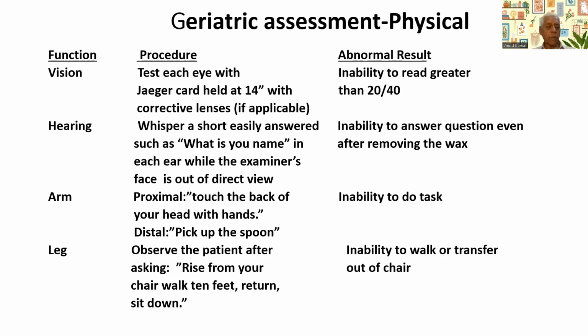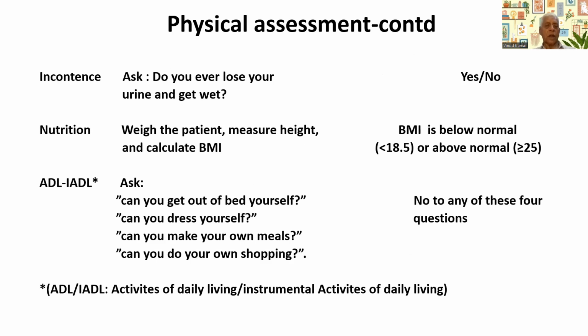For arm function, proximal and distal muscle function. For proximal, touch the back of your head with your hands like this. And for distal function, pick up the spoon. And if there is an inability or difficulty to do this task, the result is abnormal. For leg movement, observe the patient after asking, rise from your chair, walk 10 feet, return and sit down. If there is an inability in any part, it is abnormal.